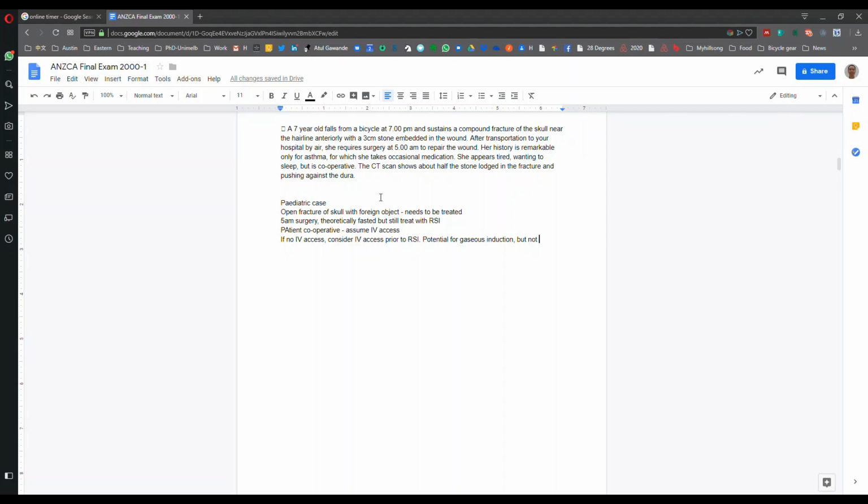I think the main issue regarding this case is the timing of the surgery, whether it should actually be brought forward, and also the issue of the safest way to induce this patient's anaesthetic.